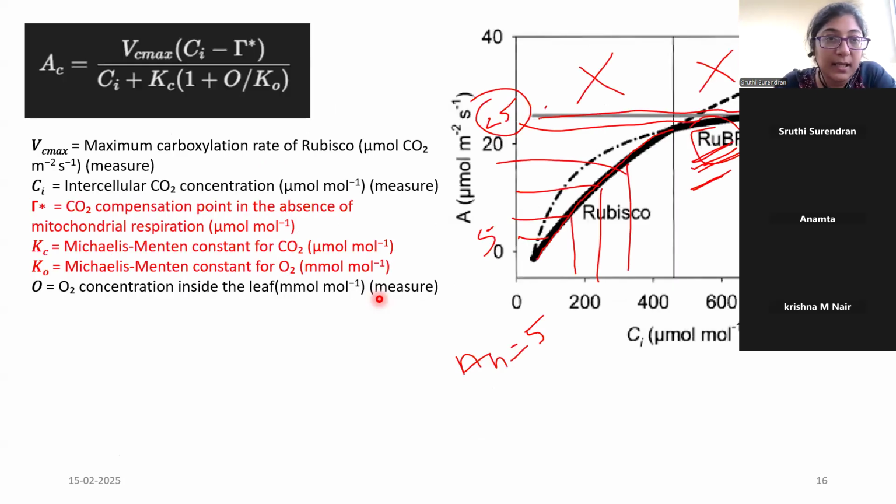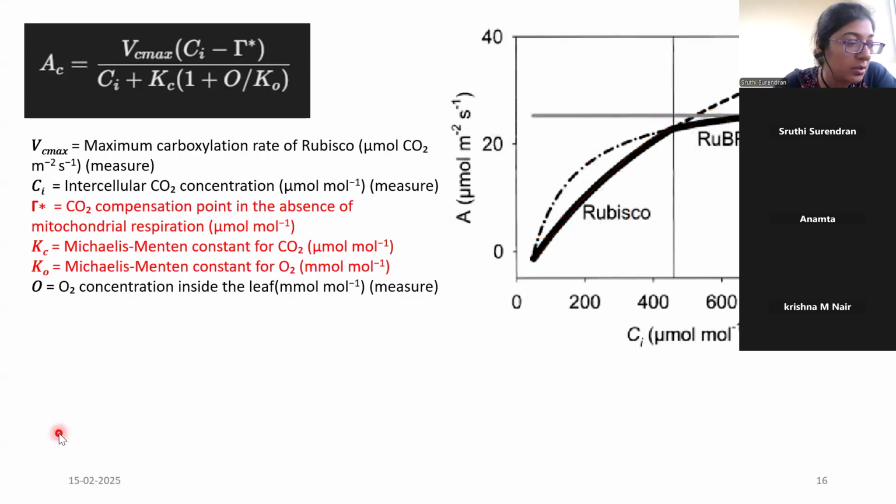So we learned about all the parameters that come in Rubisco limited photosynthesis. Once again, VC max is the maximum carboxylation rate that is happening as a result of the Rubisco enzyme. You can see the unit. It is how many micromoles of carbon dioxide per meter square per second is being fixed. That is the rate of fixation of carbon dioxide.